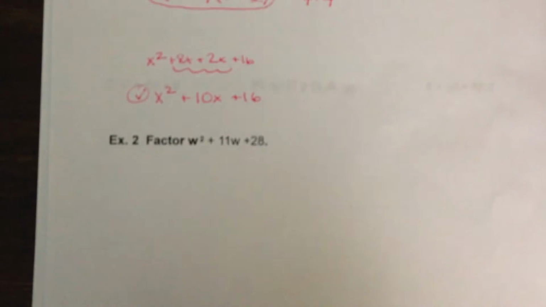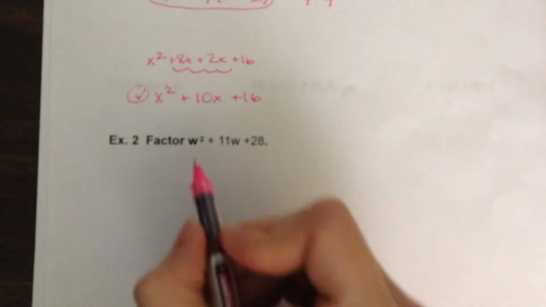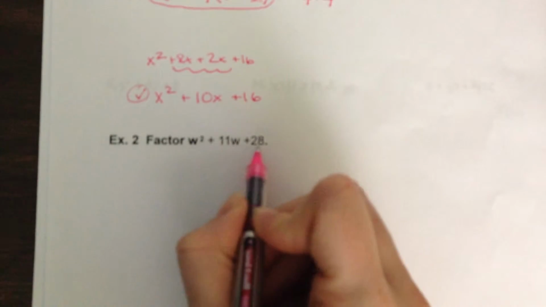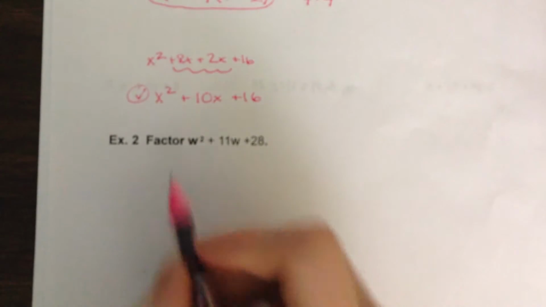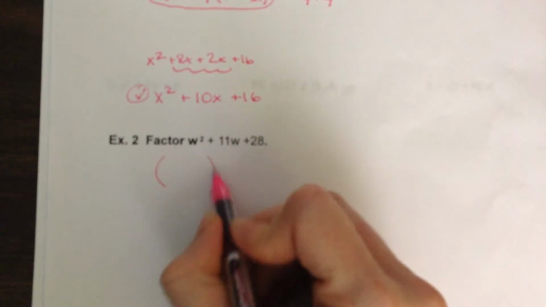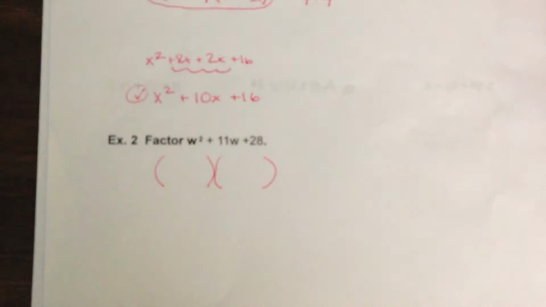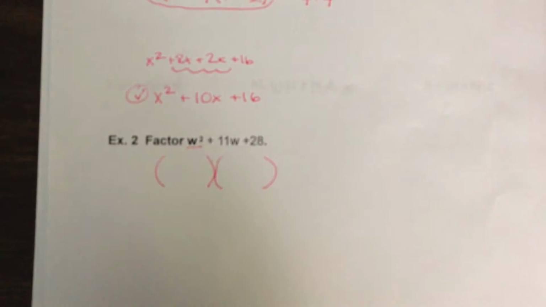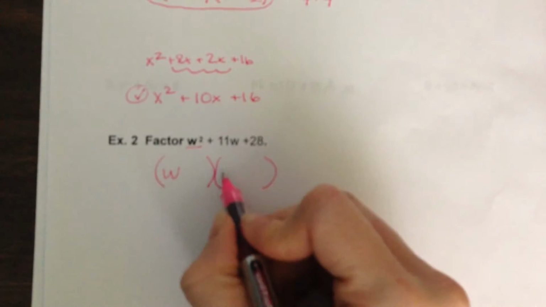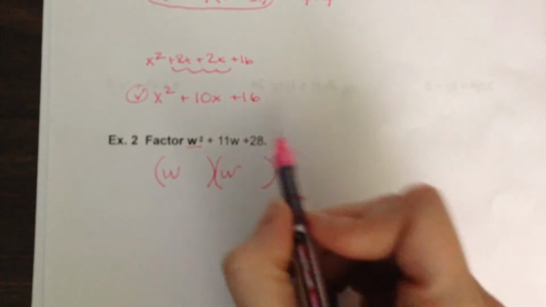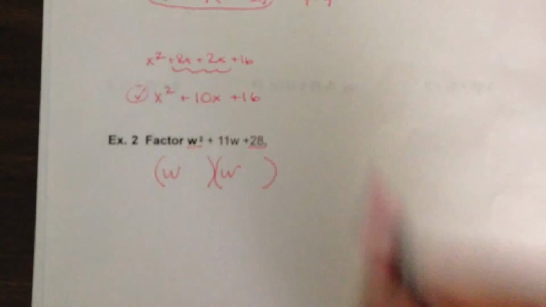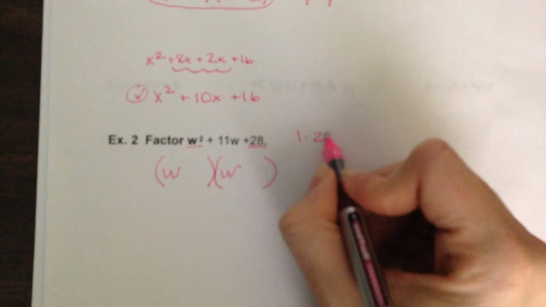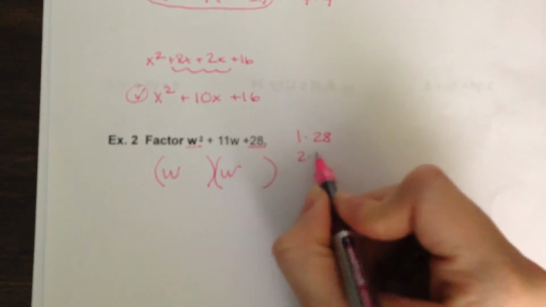So we're going to go through number 2 somewhat the same way. I notice it's a second degree trinomial. The leading coefficient is 1. That indicates to me that I'm multiplying two binomials. The first term split up would be a W and a W. The last term split up could be 1 times 28.